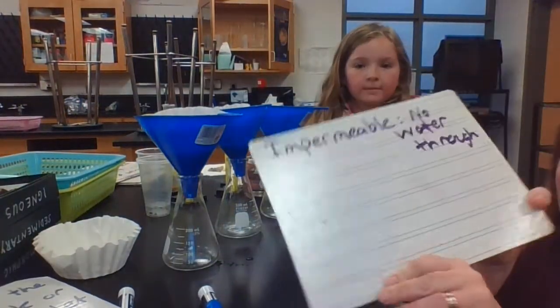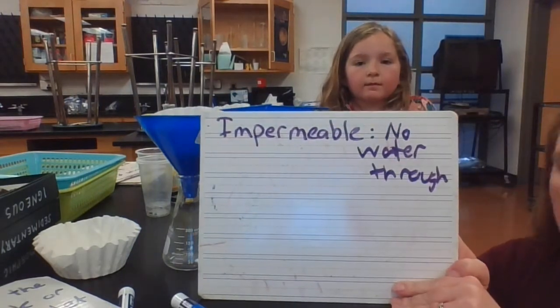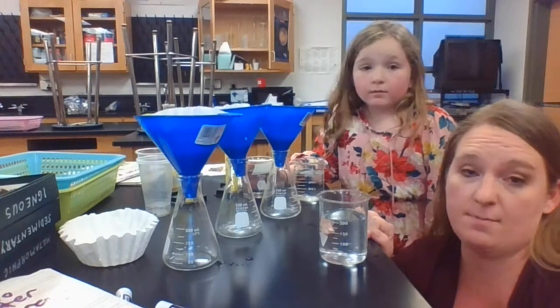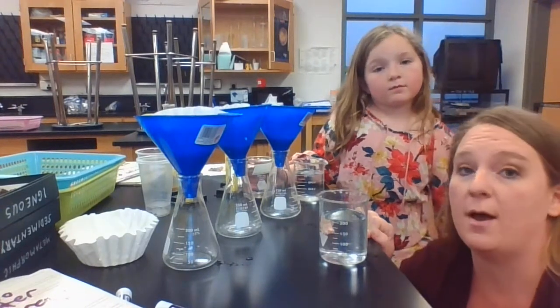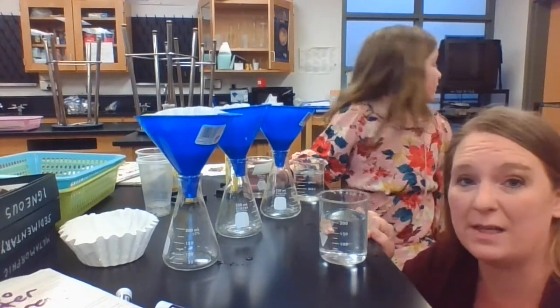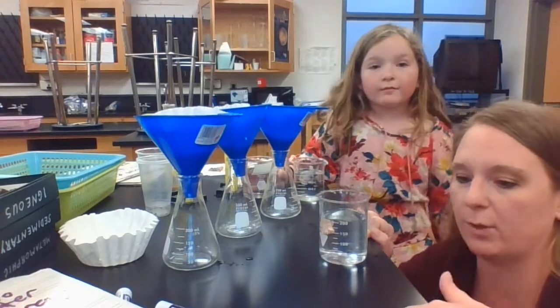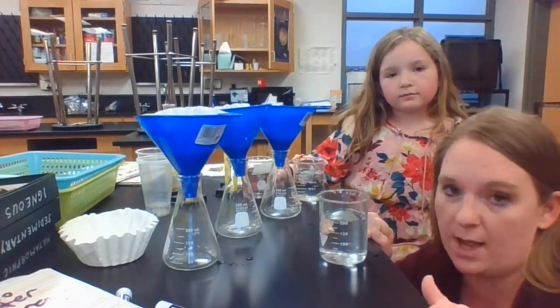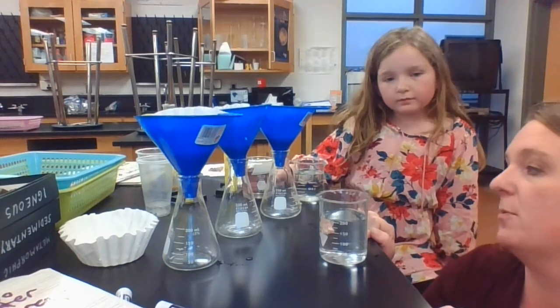Some things are impermeable. Impermeable means no water. An impermeable surface would be like clay, like modeling clay, or even like granite, something hard, like the desk is impermeable. If I spill water on it, it doesn't go through to the floor, it puddles up on top. But we're going to look at some permeable materials.